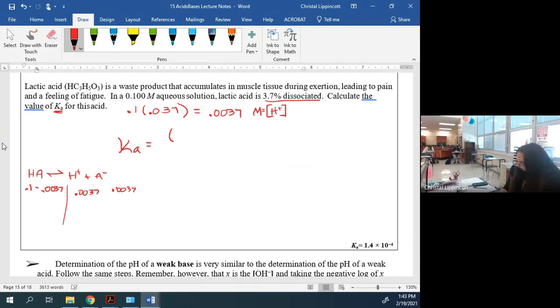Okay, so this is going to be 0.0037 squared over 0.1 minus 0.0037. So when you do the math out on this, all you have to do is crunch that data. You should end up with 1.4 times 10 to the minus 4.